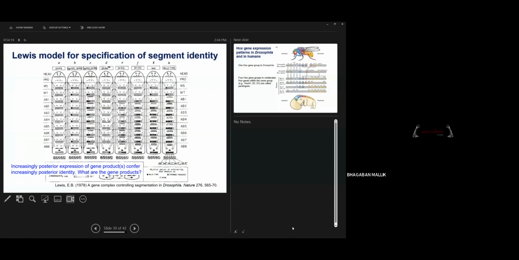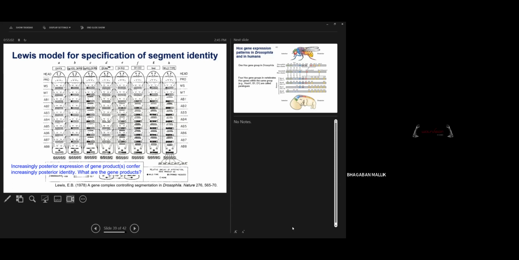So just to highlight, then the Lewis model for specification of segment identity. As I mentioned before, you have different segments like head, this is thorax, this is maxillary segment, this is the thoracic segment, this is abdominal segments. So here, what Lewis has done is he mutated several genes. He wanted to understand which gene is required for the anterior development, posterior development, or different segments, head segment, abdominal segment, or thoracic segment. So he has done this kind of study, and for that he got the Nobel Prize.